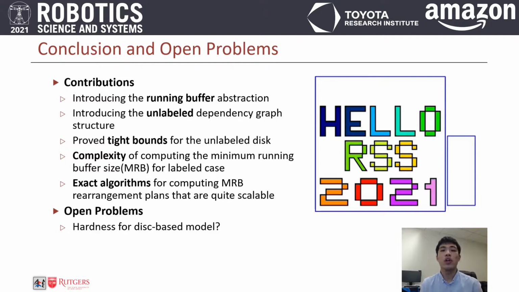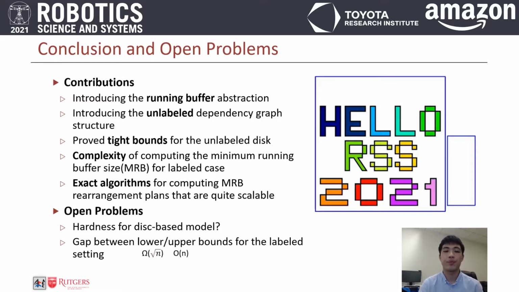For future work, we plan to take a look at the hardness result of the disk scenario. In this case, the dependency graph has a bounded degree. Besides that, for the labeled problem, the lower bound is omega square root of n, while the upper bound is still big O of n, so we will also try to shrink the gaps of the bounds in this problem.